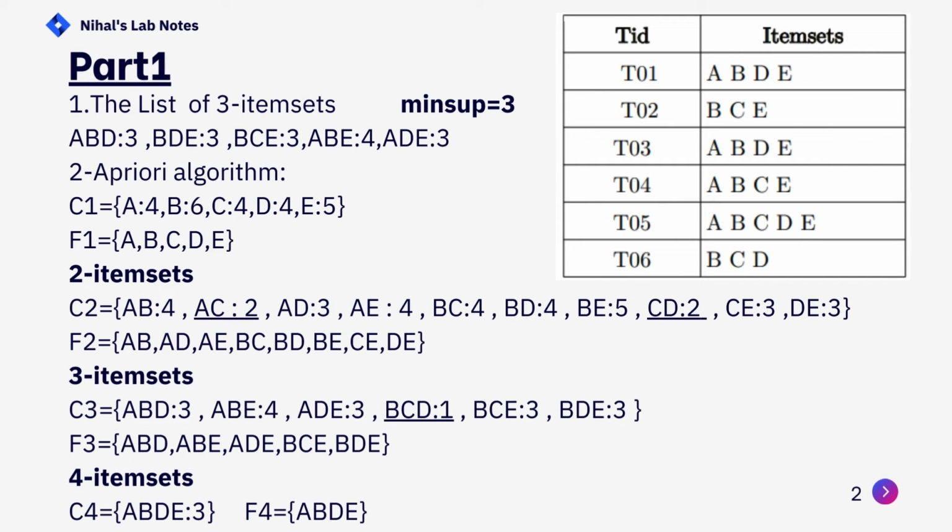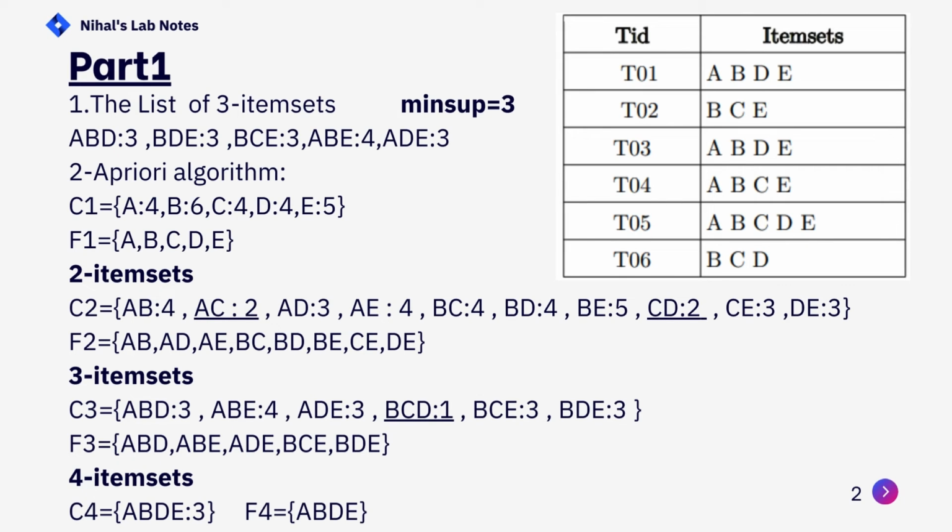Now let's see ADE, BCE, and BDE. We don't have the same prefix of length 2, okay? So we can just have ABDE. Then we are going to calculate the support of this.